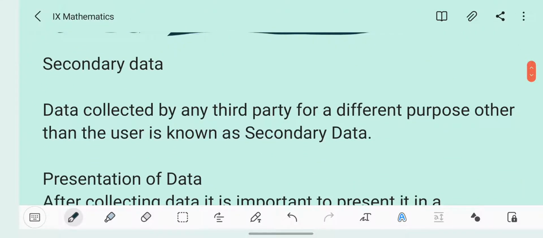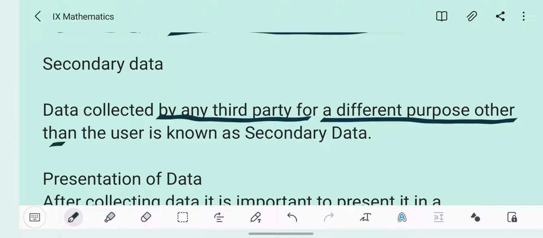For secondary data, data collected by any third party for a different purpose other than the user's is known as secondary data.